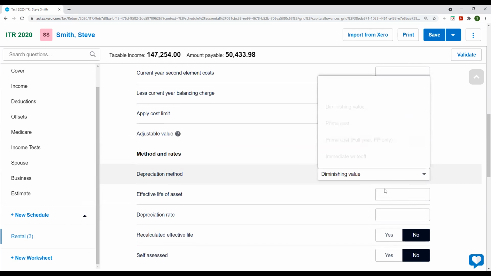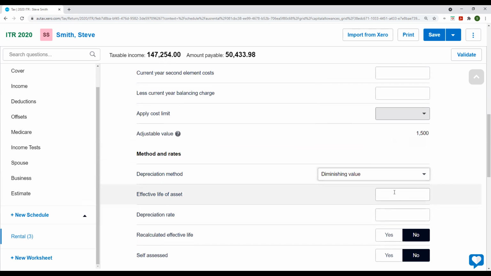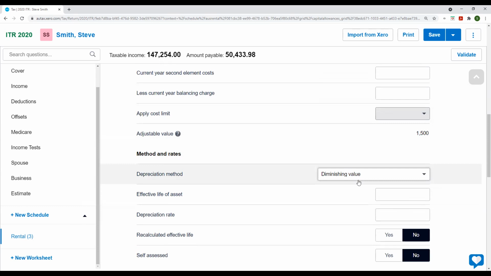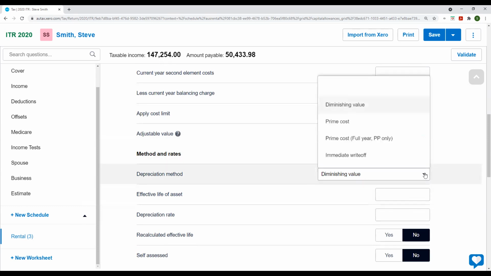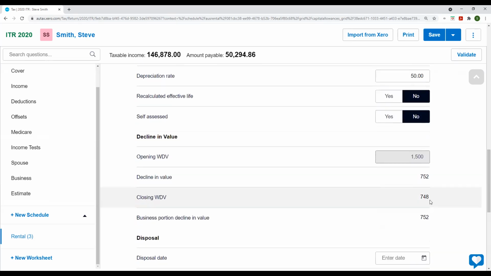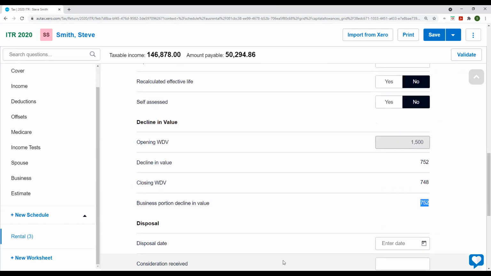Say he's using the diminishing value. No matter, because for a new asset you can decide which method, prime cost or diminishing. You cannot use any of this one unless it is less than 300. So diminishing value, I will explain how you select this one in a couple of weeks' time under the depreciation. Diminishing value. So how much is the effective life of the TV? We say 4 years. I will explain to you later how you get that one. So you got 4 years. You have your depreciation of $752.